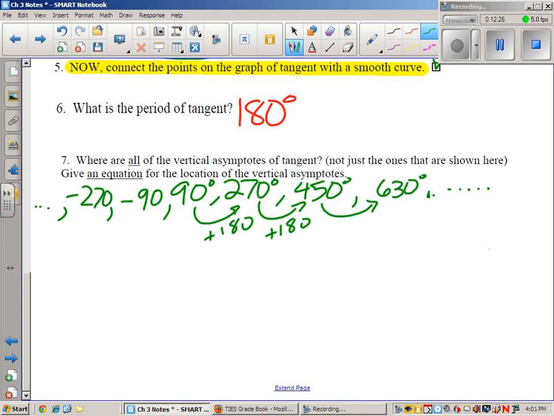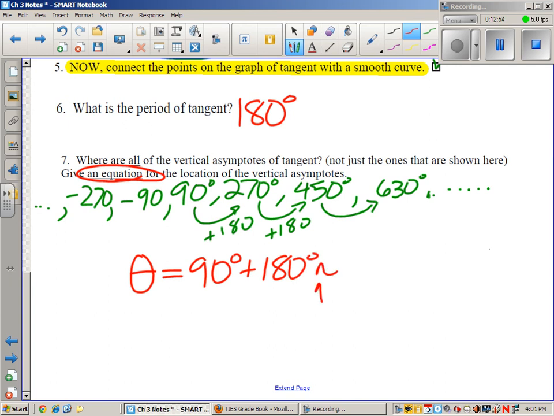If we want an equation for all of the vertical asymptotes, we need to write it like this. Theta equals. I see my first asymptote at 90 degrees, and then I can keep adding multiples of 180. I can add 180 once or twice or 3 times, or you can even subtract 180 once or twice or 3 times or 4 times or 5 times to get more of the asymptotes. So I want plus 180 times n, where n is any integer.